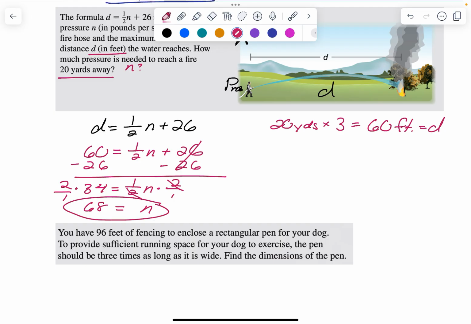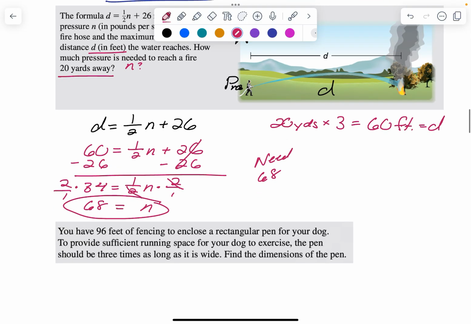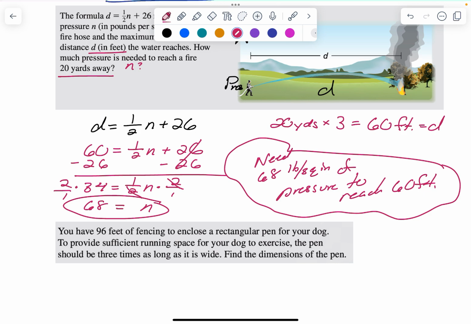So that's our answer. But what does it mean? They need 68, and what did they say? Pounds per square inch. They need 68 pounds per square inch of pressure to reach 60 feet. Okay, so that's what our answer meant.